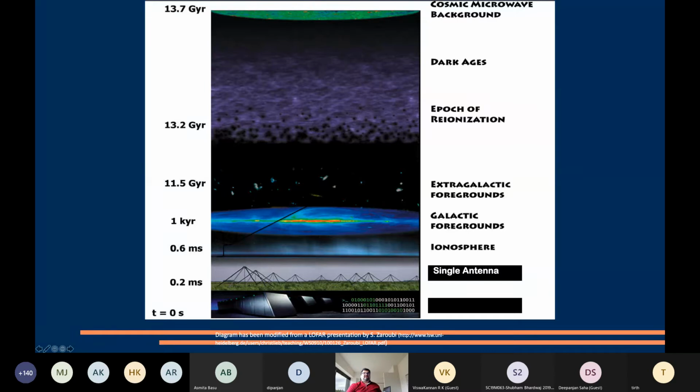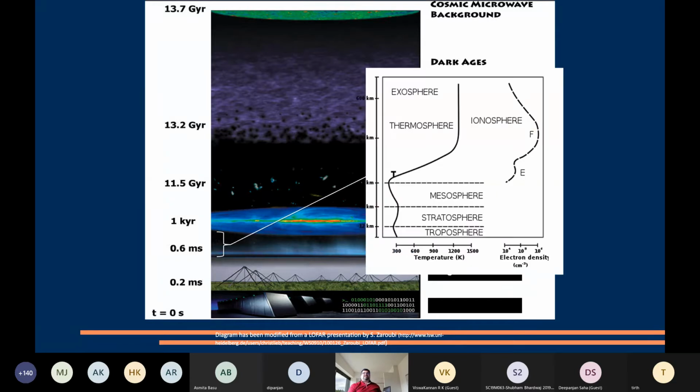So again, a fantastic cartoon. This is the cosmic microwave background, and then these are the signals from the dark ages and the epoch of reionization. And then you get the signal coming through the extragalactic foregrounds, galactic foregrounds, and then it passes through something called the ionosphere. So what is the ionosphere? It is an extended structure going from a few tens of kilometers up to a few thousand kilometers above the Earth, and it modifies the phases.